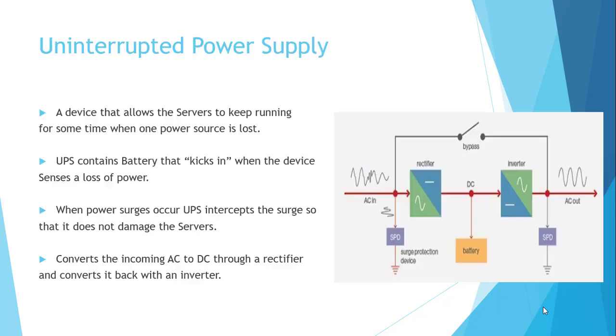As you saw, in AC, the current changes its direction and also the voltage changes its polarity and the magnitude. Now that you know both the AC and DC, let's talk about UPS, that is uninterrupted power supply. A UPS is a device that allows servers to keep running for some time when one power source is lost. As we saw earlier, when the ATS switch switches power between the substation and the generator, the UPS will keep that power running. Now you tell me, where according to you must the UPS be storing its standby power? It stores it in the battery.